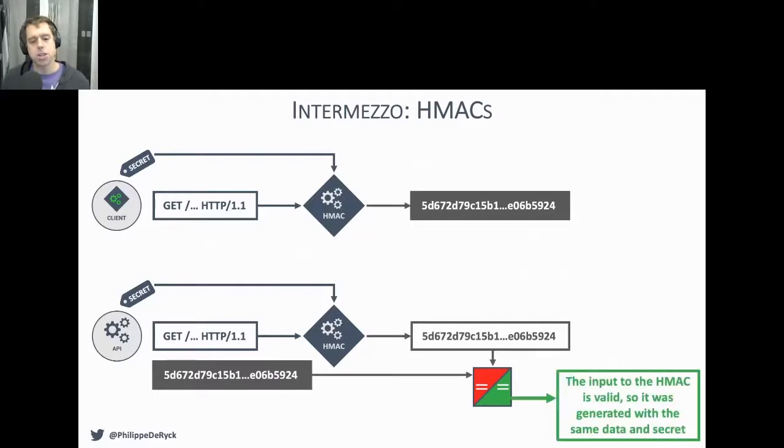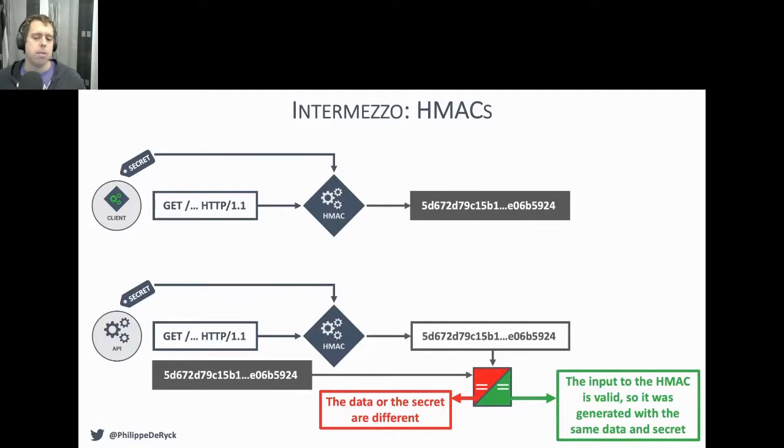And if they match, then the API knows that the input to the HMAC was identical to the input that the client used. Basically, the request data was identical and the secret was identical. So if this client claims to be client X with secret Y, the API has now verified that that claim is true. If something doesn't match, then something has changed. Either the data has changed or the secret has changed.